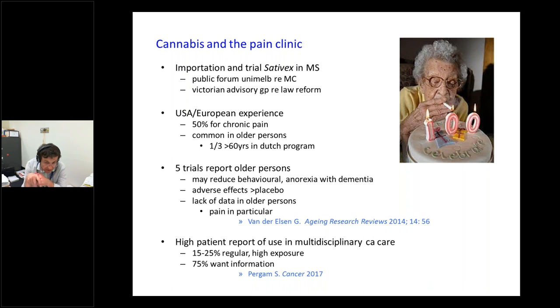And there's a reason for this. As you age, you get more health-related anxiety and you get sleep disturbance, and the cannabis benefit appears to be for sleep disturbance and anxiety more so than pain. There's a high patient request for information, and that applies across the board, but is seen specifically in the cancer group, and a survey showed 75% want information, but the doctors weren't giving it to them. Physios and chiros and pharmacists are getting asked about this all the time, and the next few slides are about giving you that information.